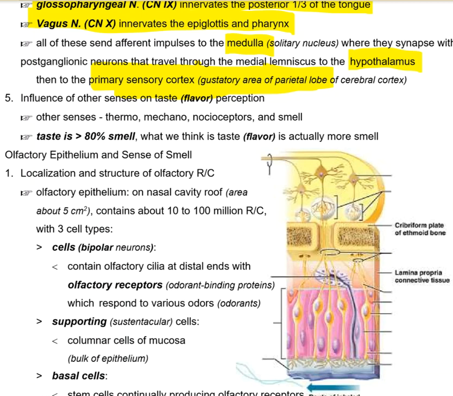Nociceptors are, remember, pain receptors, and so that would be things like hot sauce, hot foods would be an example. Some people really like those, some people really don't like those, so you either enjoy them or don't. And then smell, and smell is really the big one that I want to talk about.